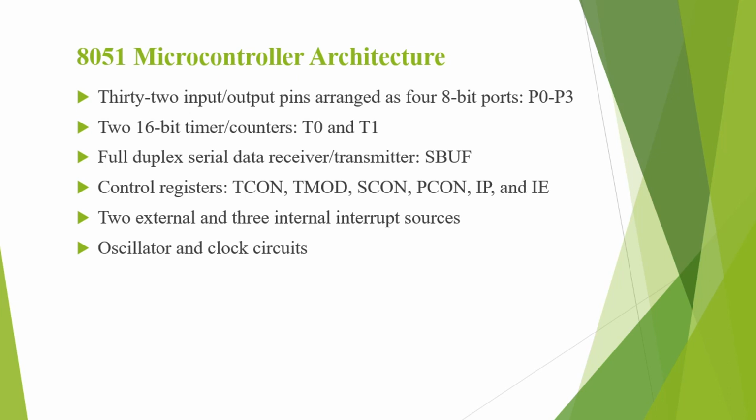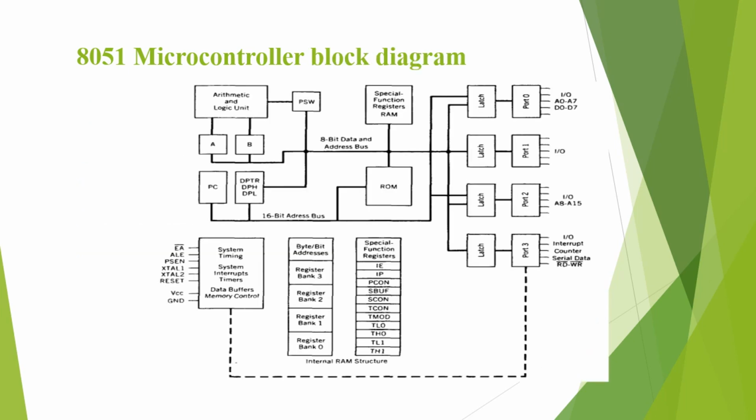Full duplex serial data receiver transmitter SBUF. Then control registers TCON, that is timer control register, TMOD timer mode register, SCON serial control register, PCON power control, IP interrupt priority, and IE interrupt enable. Then 2 external interrupt sources and 3 internal interrupt sources, and then oscillator and clock circuits. So this is the block diagram of 8051 microcontroller.